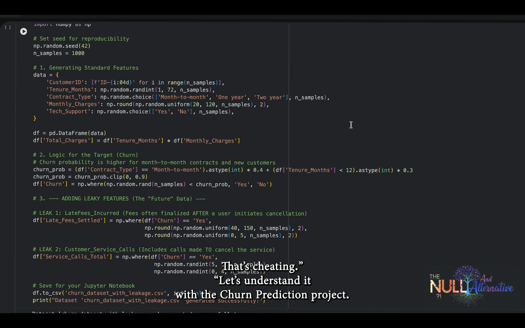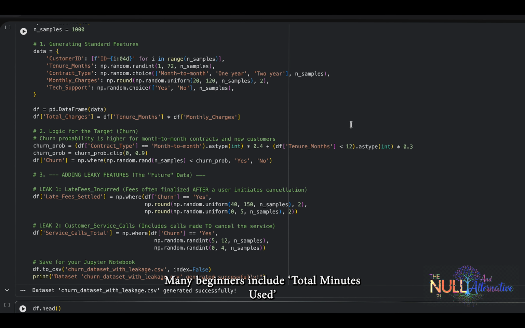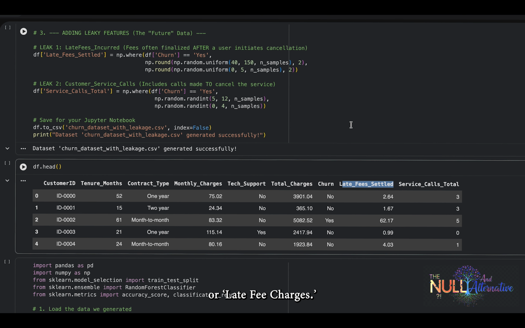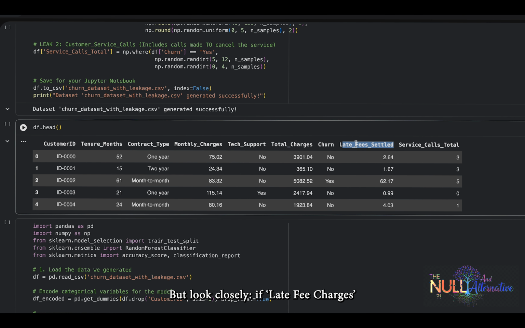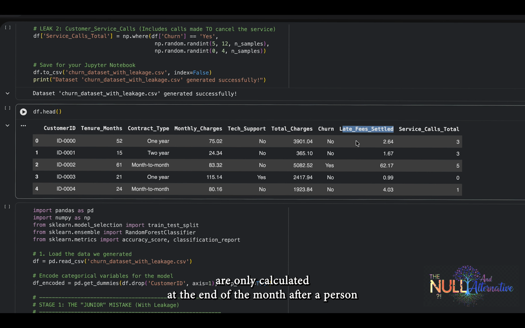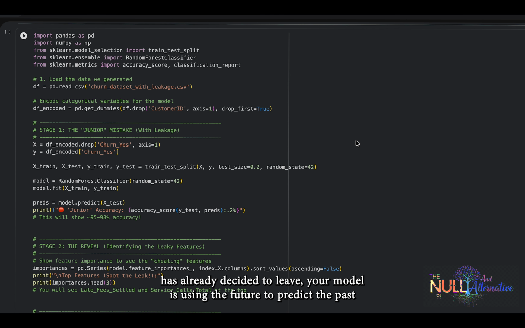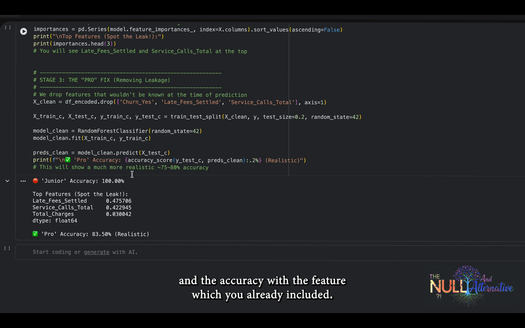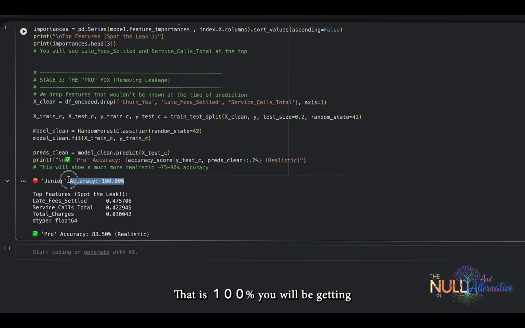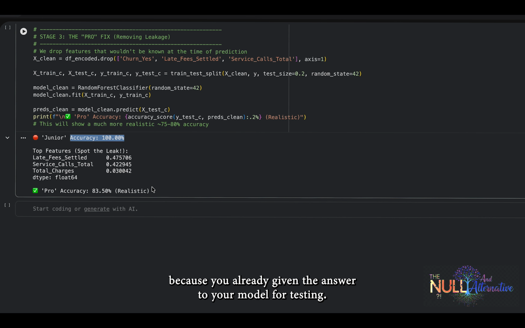Let's understand it with a churn prediction project. Many beginners include total minutes used or late fee settled. But look closely: if late fee charges or late fee settled are only calculated at the end of the month, after a person has already decided to leave, your model is using the future to predict the past. With the feature included, you will get 100% accuracy, because you have already given the answer to your model for testing. After removing the feature, you can see the accuracy is reduced to 83.5%, and that is the realistic one.